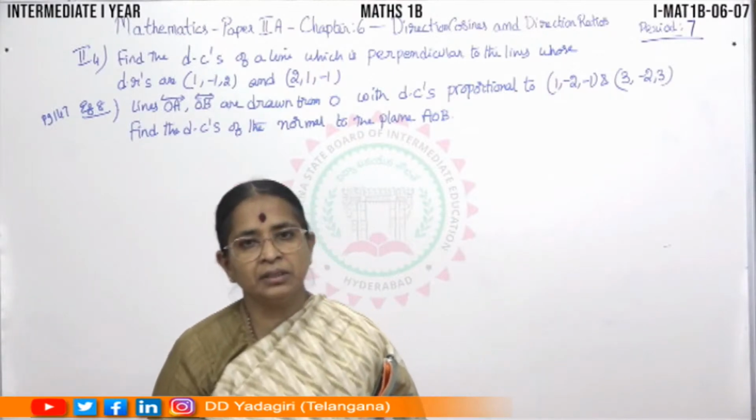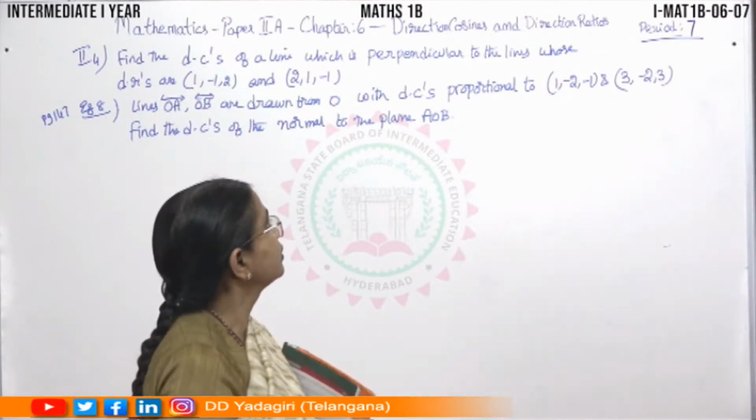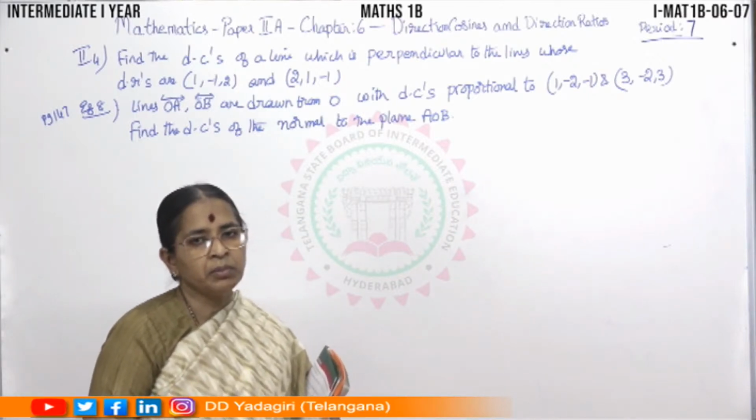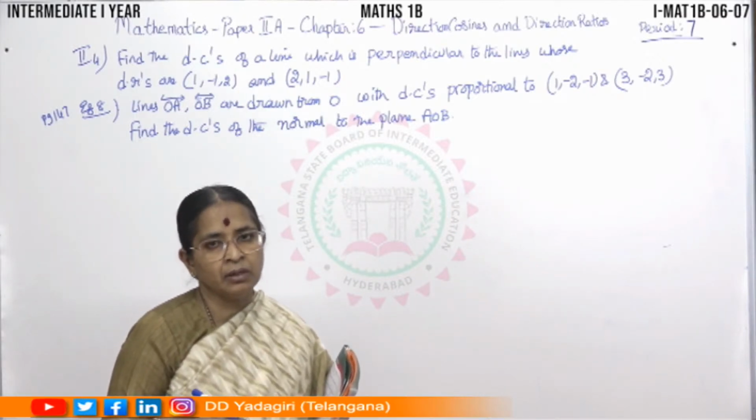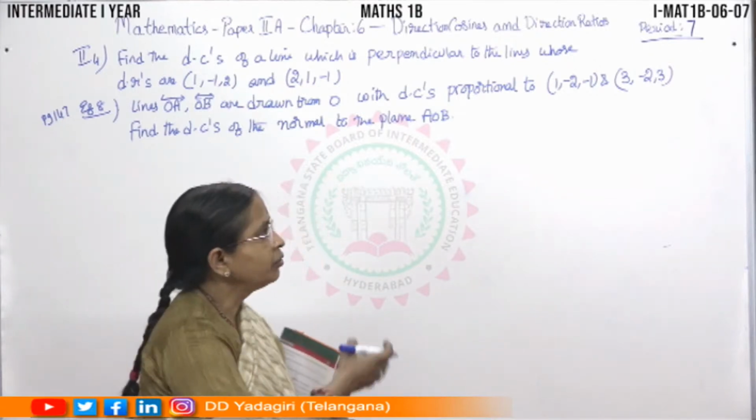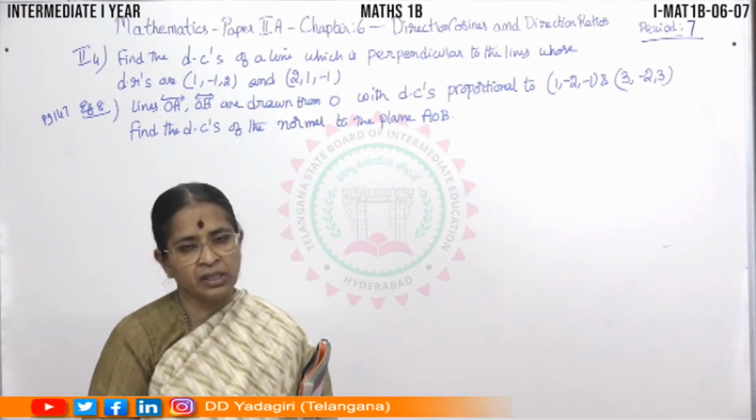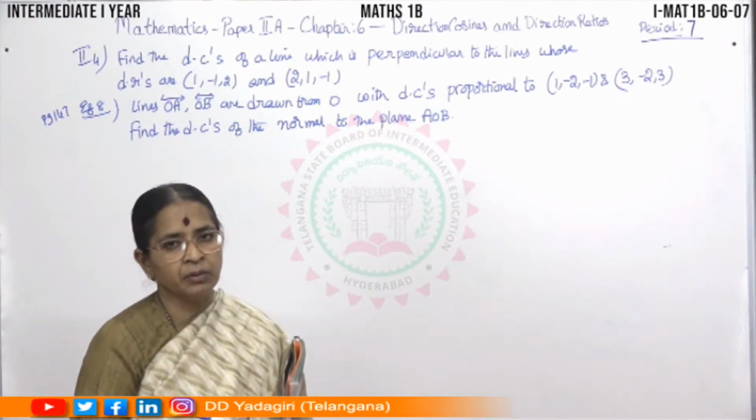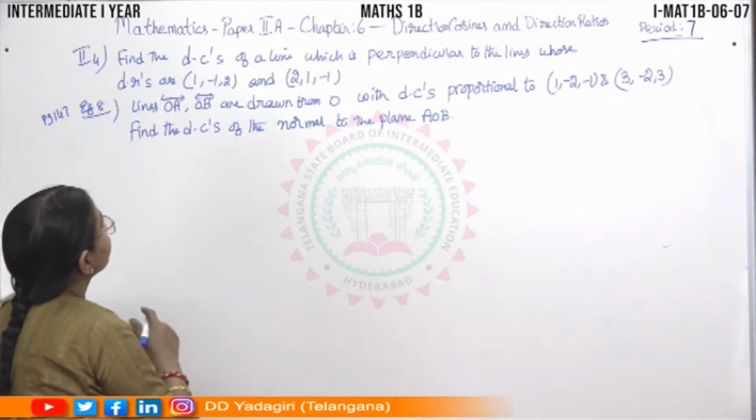Good morning, children. Today's class will be the last class for direction cosines and direction ratios. The remaining problems are all very simple. We solved almost all lengthy and difficult problems, so now you may find all these problems very easy. And this is another problem which is different from the earlier problems. This is the only problem left out.